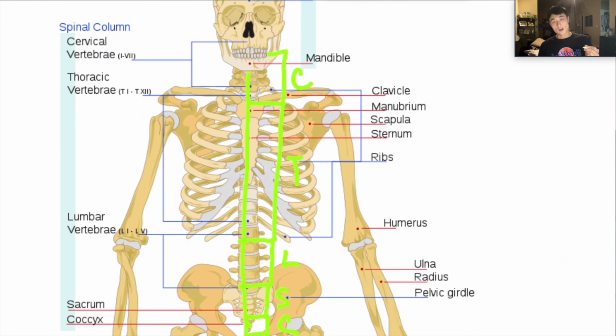So vertebrae are very interesting. Even each cervical one looks different. Each thoracic one looks kind of similar, but it may look a little different. Lumbar one looks different than thoracic or cervical. So you're going to have to examine that individually to see what it looks like.